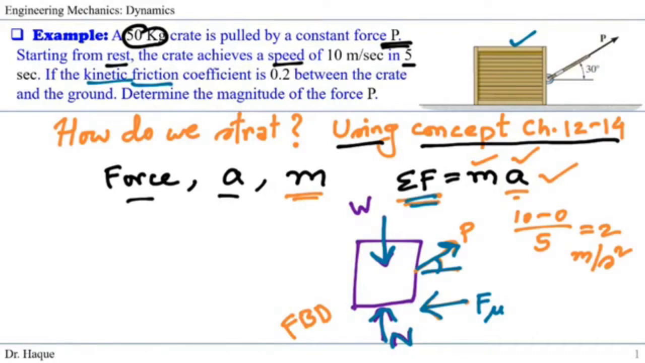No, because there is no other force acting. So on my right side, I have mass into acceleration. On my left side, I have these forces. Now, which direction should I use for my summation of force?